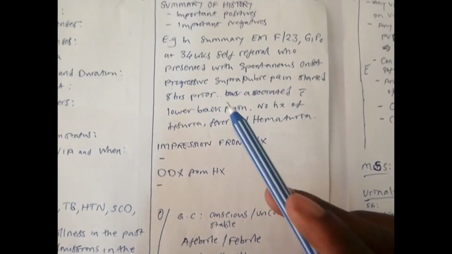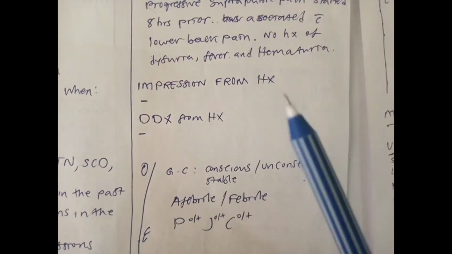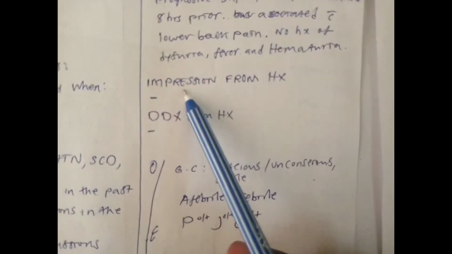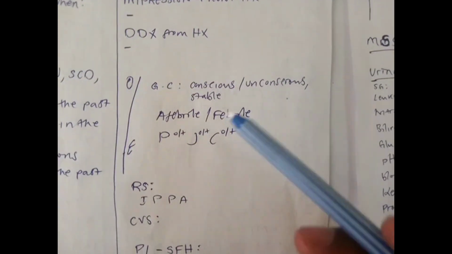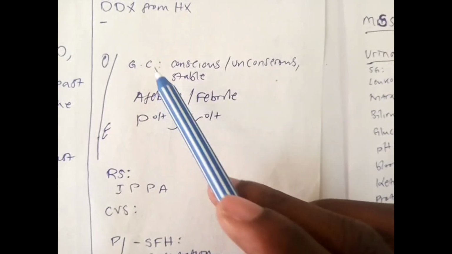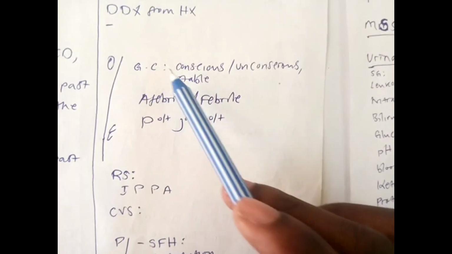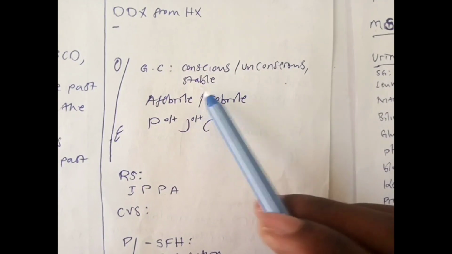Then, if you are done with the summary, of course you have to do an impression from history, your differential diagnosis from history. Then on examination, you do a general condition. Is the patient conscious or unconscious? Are they stable?